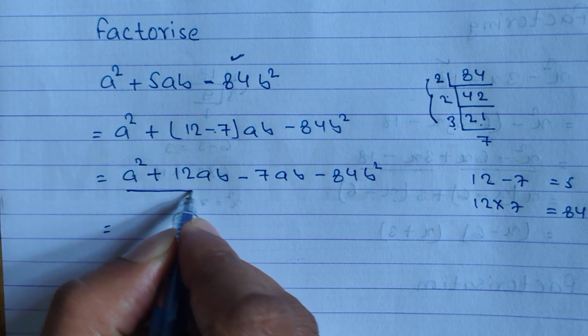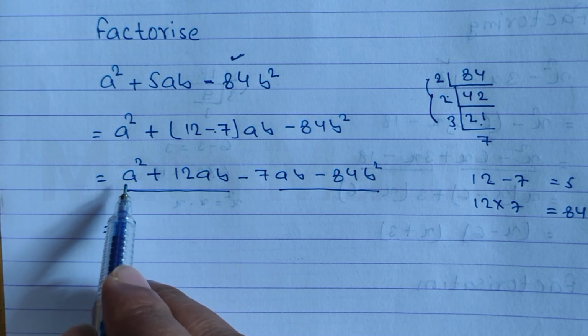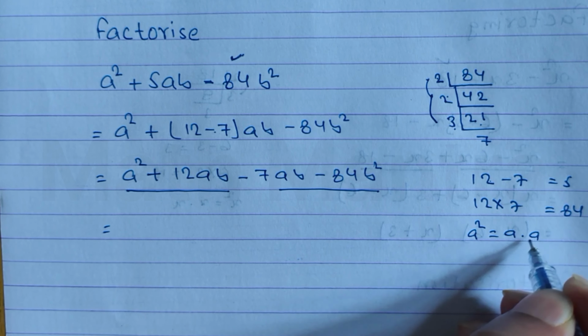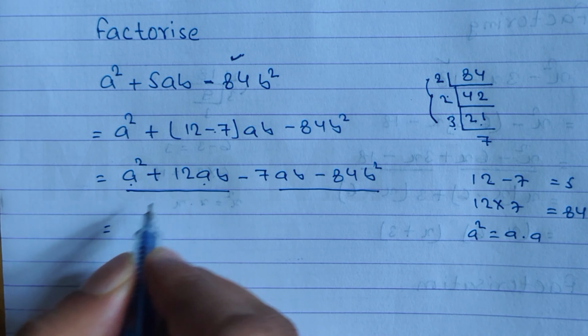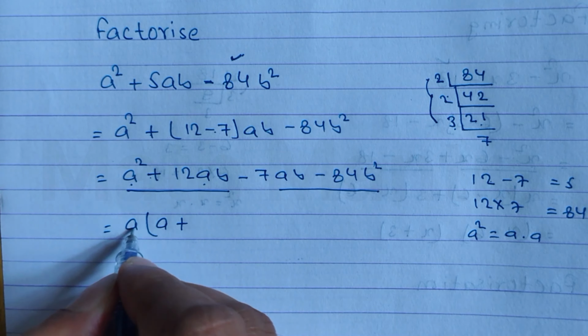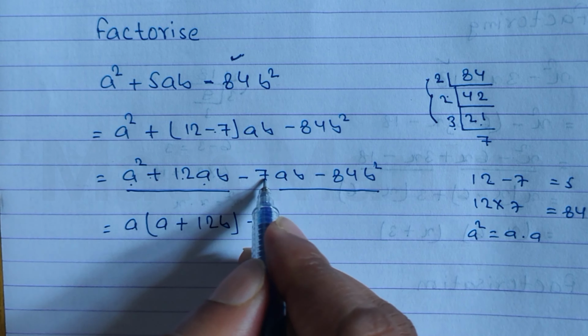Now from the first two terms we have to take a common factor, and from the last two terms we take a common factor. Here is a square, which means a into a. So 2a are here and 1a is here, so we can take a common, and the remaining is a plus 12b. Then minus 7 and 84.